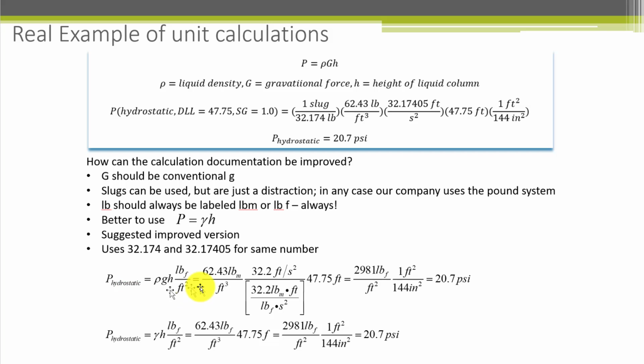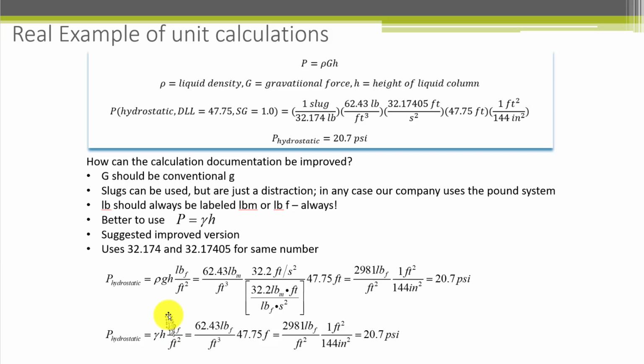So in this example done in this improved way, you could take P is equal to rho g H. You have rho, 62.43 pounds mass per cubic foot. And then g is 32.2 feet per second squared. Now we have to divide by our conversion factor to get rid of the pounds mass here so that we end up with pounds force per square foot. And if you do this multiplication and conversion from square feet to square inches, you get 20.7 psi.